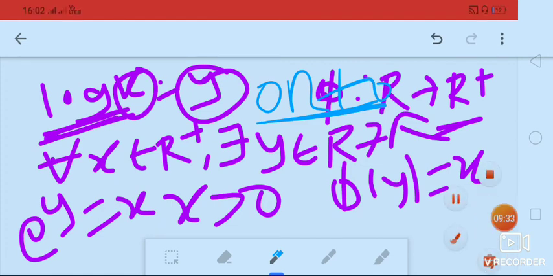So this is the definition of the homomorphism, with examples of the homomorphism and isomorphism. For any function to be an isomorphism, it must be a homomorphism, one-one and onto.